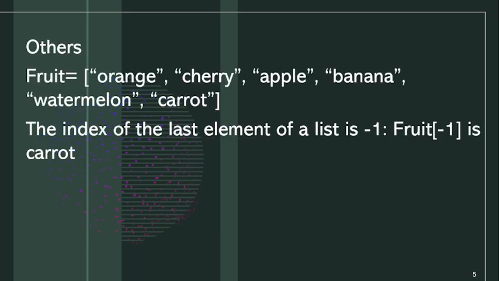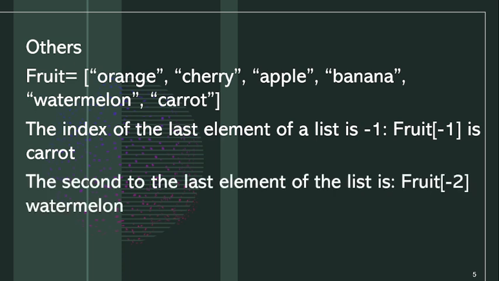For instance, you have this. So the index of the last element, if you want to look for the last element in Python, is -1. The last element is what? Carrot. Is that clear now? Just carrot. So the second to the last element of the list is what? -2. You start counting from the last: -1, then -2 is second to the last. Is that clear now? Okay, so that is it.